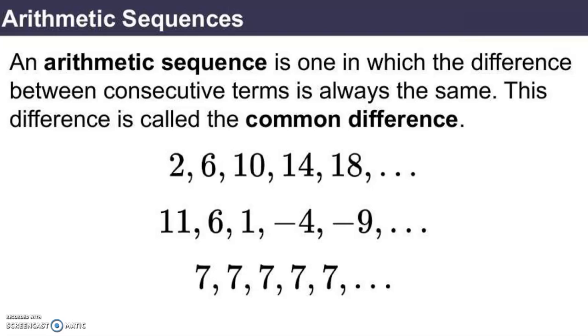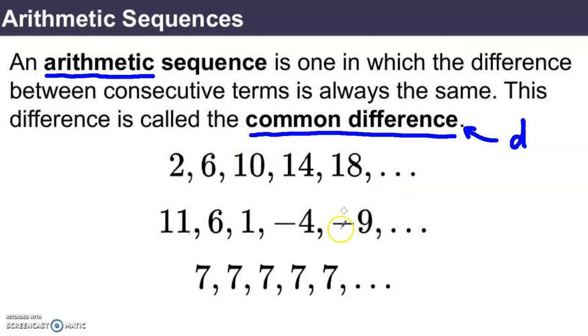So let's talk about arithmetic sequences. We say that a sequence is an arithmetic sequence. You know, the word arithmetic as an adjective is spelled exactly the same way as arithmetic, which makes me think of adding. And that's a great way to remember what it is. An arithmetic sequence is one in which the difference between consecutive terms is always the same. We call this difference the common difference, and we usually denote that common difference with the letter d.